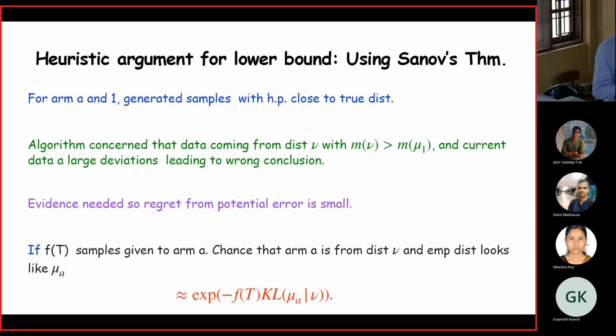So what's going on? A heuristic argument for the lower bound. I'll give you a heuristic argument. It's actually very easy to make it precise and rigorous using the data processing inequality. I won't talk about the data processing inequality right now. We can maybe take it up offline.